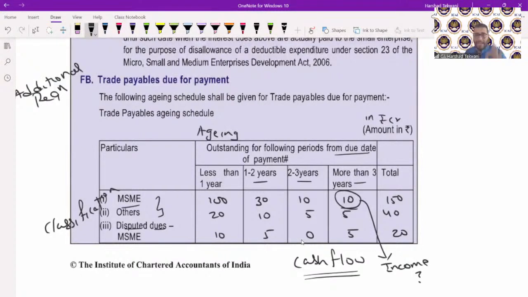Any doubt till now? Any doubt, guys? This is applicable for the financial statements from 1st April 2022, meaning the financial statements which will now be prepared. So I don't have a live example for this payable schedule to show you, but I hope by this example I'm able to enhance your understanding. Any doubt with respect to this?